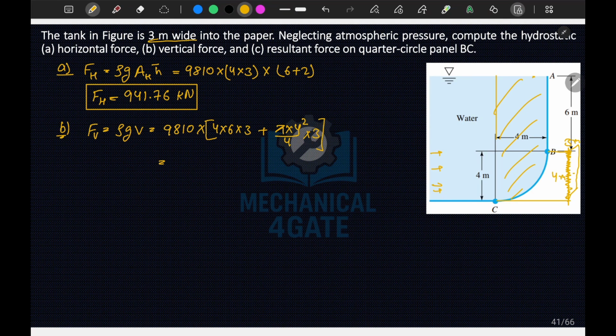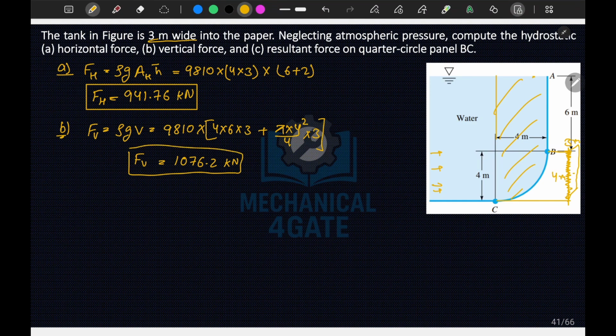Now if I solve this, it will become 4 into pi into 3, plus 6 into 4 into 3, into 9810. So this comes out to be 1076.2 kilonewton. This is your Fv, vertical force.